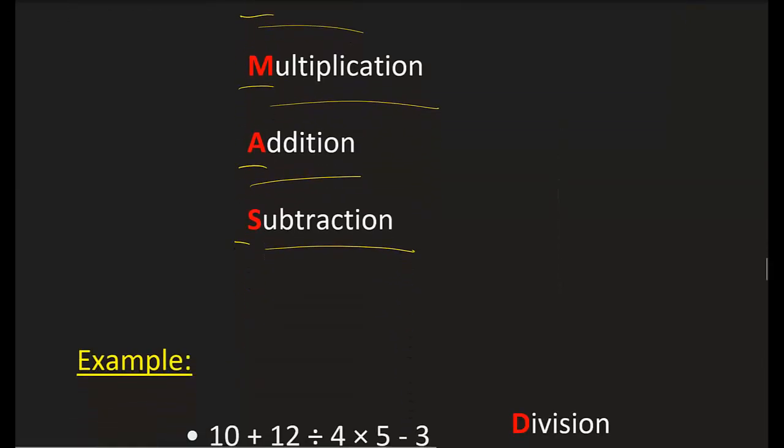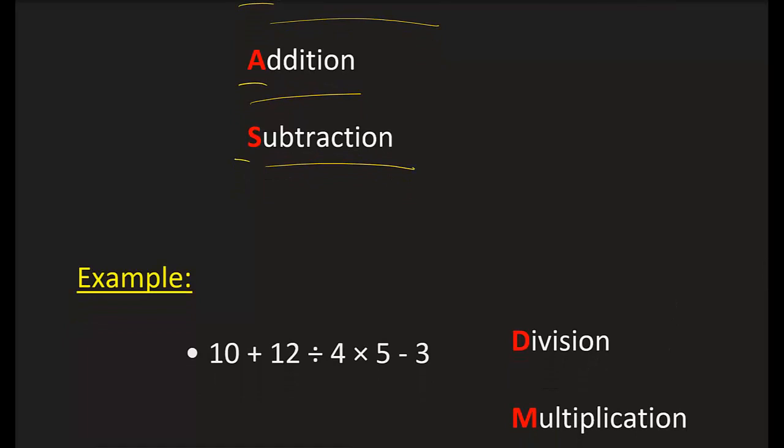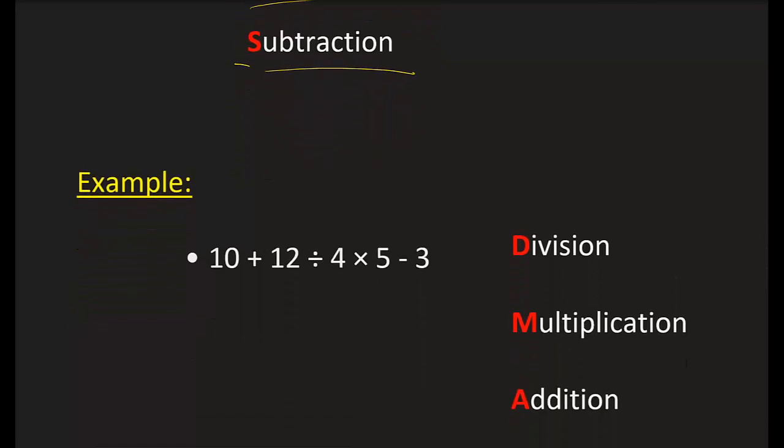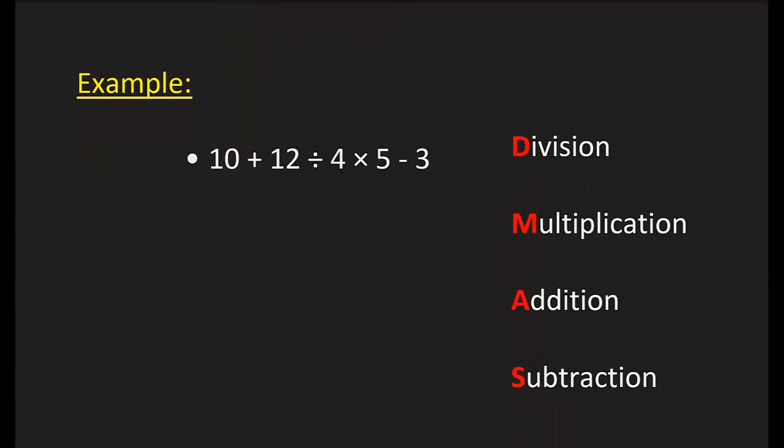Okay, now let's follow these rules with an example. 10 plus 12 divided by 4 times 5 minus 3. Phew, that's big, but we can do it. First, it would be division. So, 10 plus 12 divided by 4. 12 divided by 4 is equal to 3. 10 plus 3 times 5 minus 3.